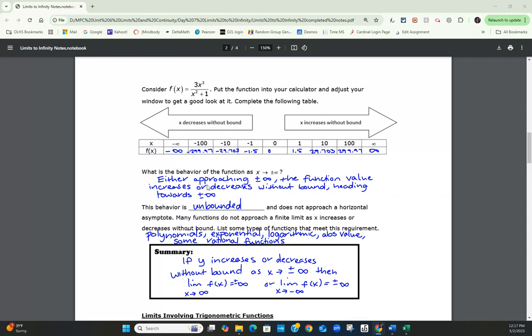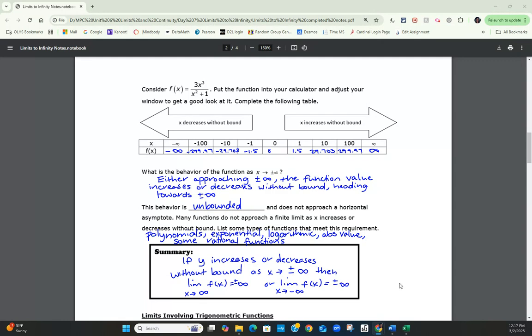So for this function, either approaching positive or negative infinity, the function value increases or decreases without bound, heading towards positive and negative infinity. That's called unbounded, and it's not the same thing as what we had with the vertical asymptotes, because this is separate from those limits. This is limits to infinity, which is only about end behavior. This behavior is unbounded, does not approach a horizontal asymptote.